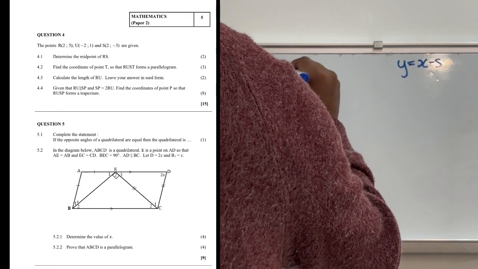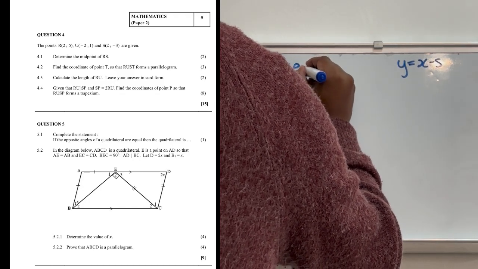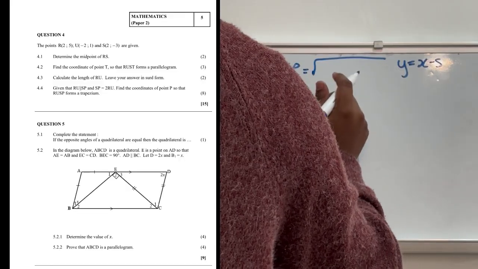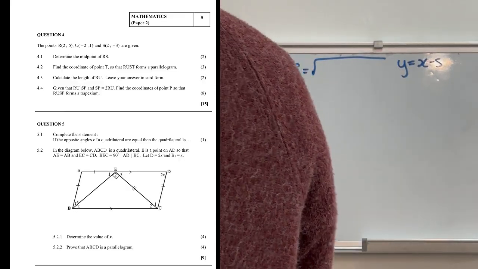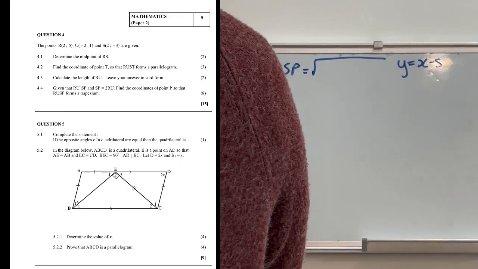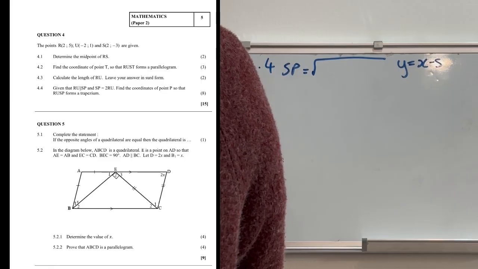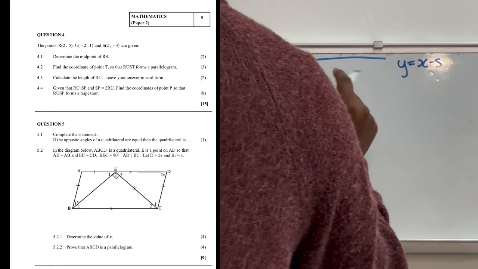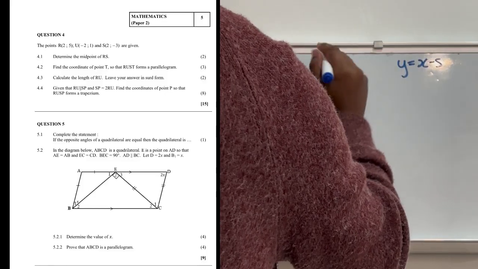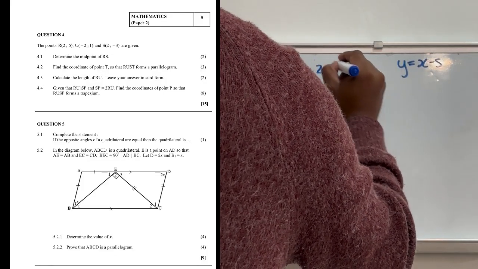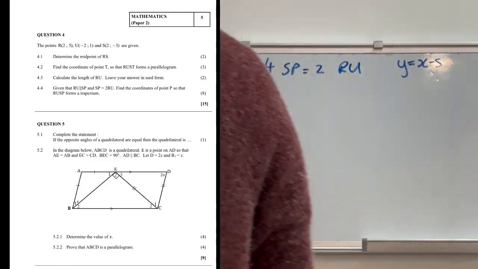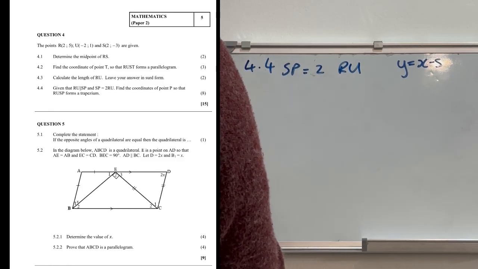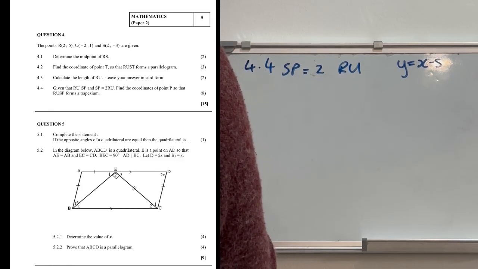So then we also know SP, they say, is double your RU. Go back. SP is 2 times RU. It's 2 times the distance of RU. Okay, so if we take, what's the distance of RU.